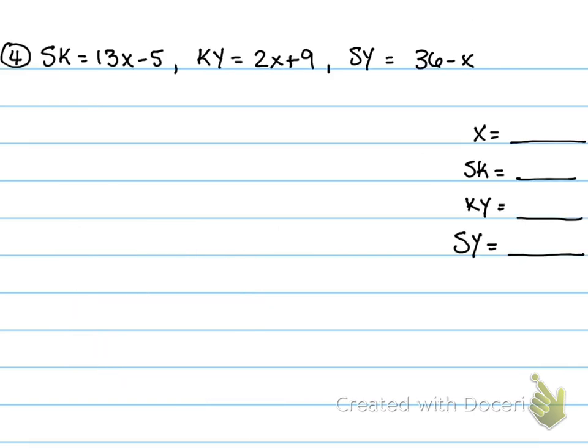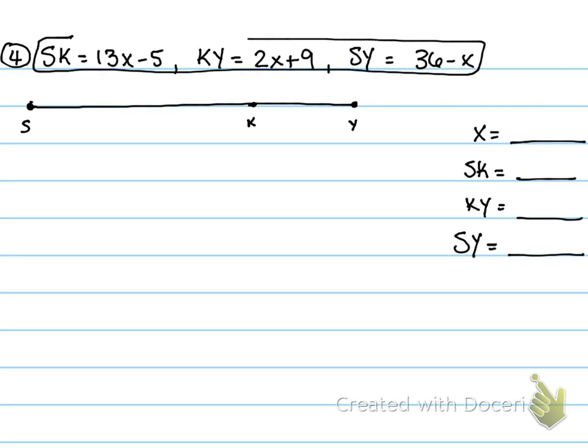Number 4 does not have anything listed or written down on our segment. Your segment's already drawn for you. You have S, K, and Y, and they left it blank. Well, why did they leave it blank? They left it blank so that you could go in and use your given information. We're trying to find all of these values over here, so I know we're definitely going to have to get x and then plug in.